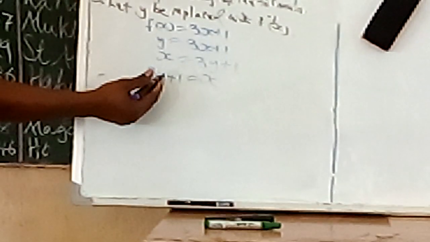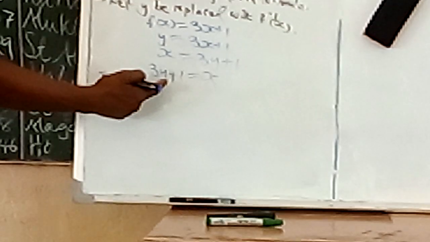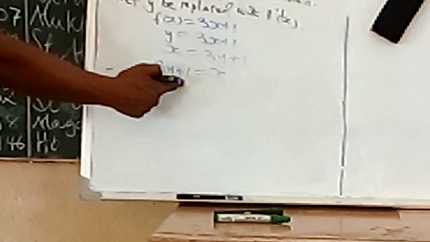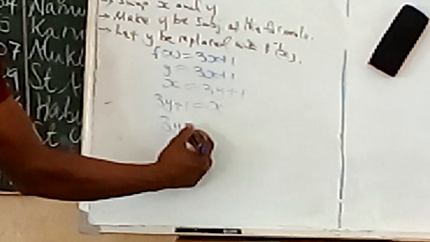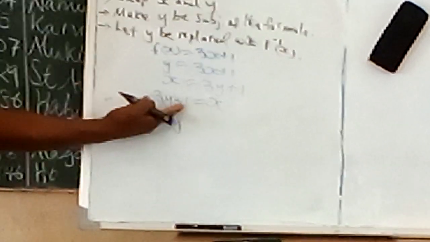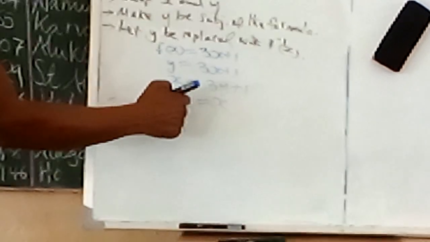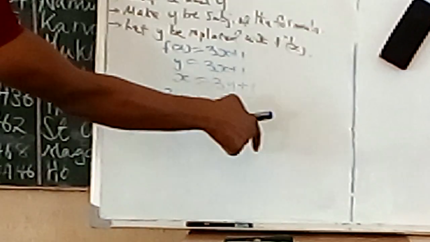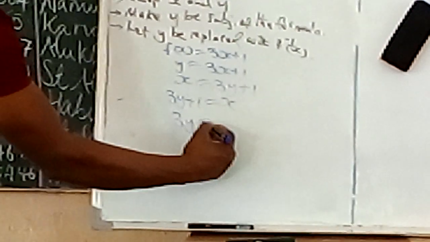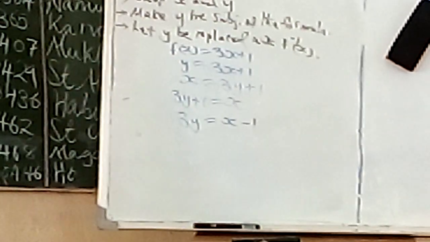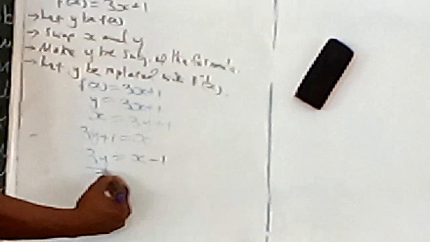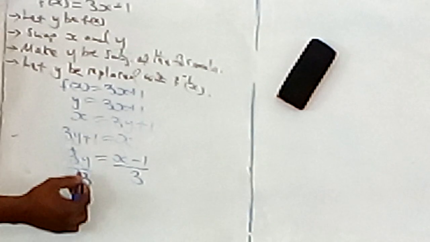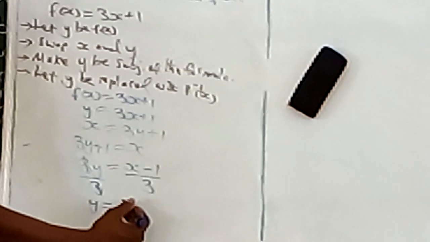Once we do this, we make y the subject of the formula. So we add the additive inverse of the positive 1, which is minus 1, on both sides. Here we're going to have 3y. Plus 1 minus 1 gives 0, and on the other side we have x minus 1. So this will be 3y equals x minus 1. Once that is done, we divide both sides by 3. By 3, we cancel out the 3. We have y equals x minus 1 over 3.